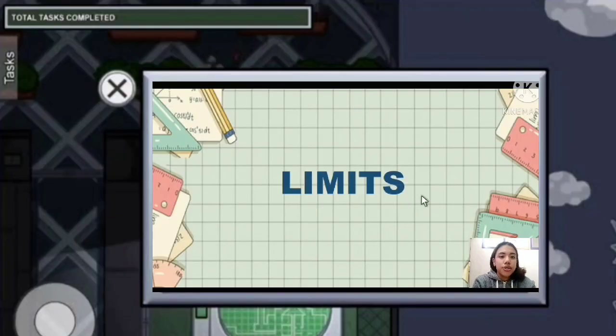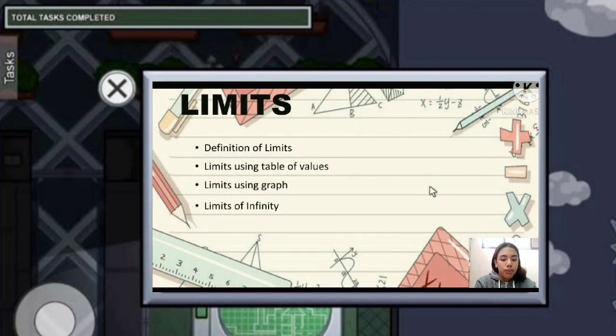I'm Stephanie Sulit. In this tutorial video, we will talk about limits. I will separate our discussion into 4 parts. Number 1, definition of limits. Number 2, limits using table of values. Number 3, limits using graph. Number 4, limits at infinity.